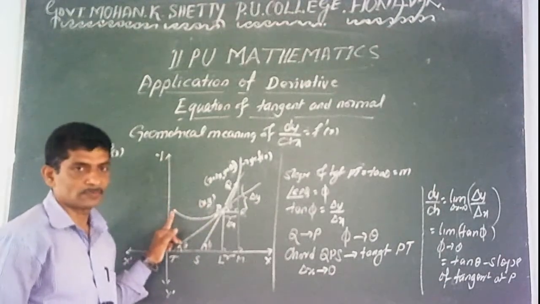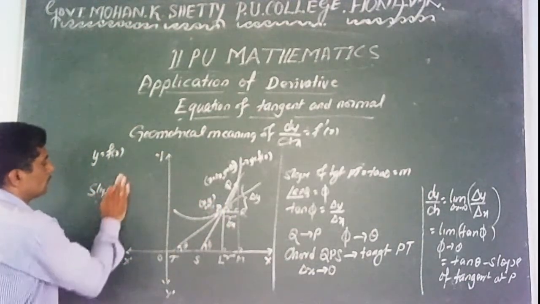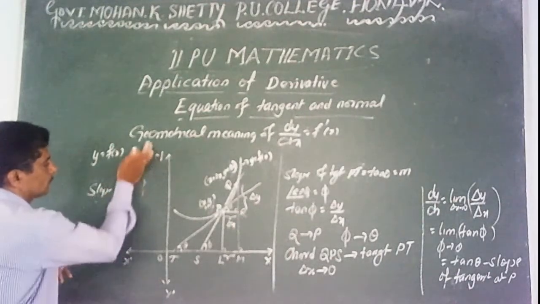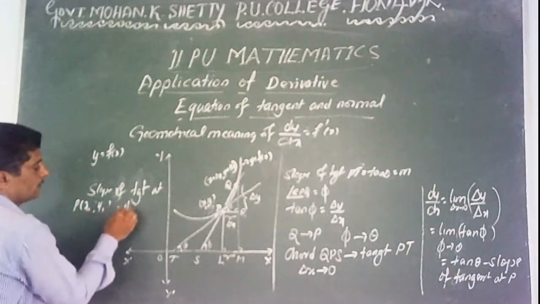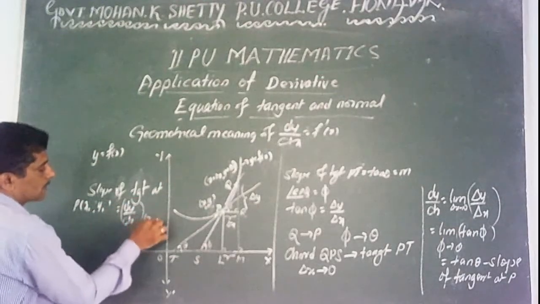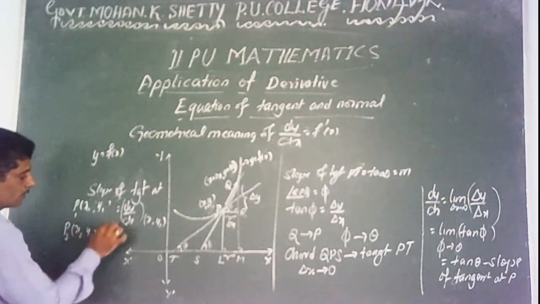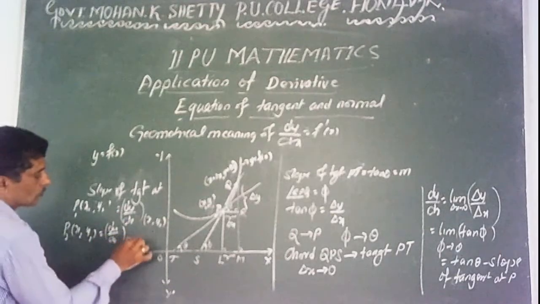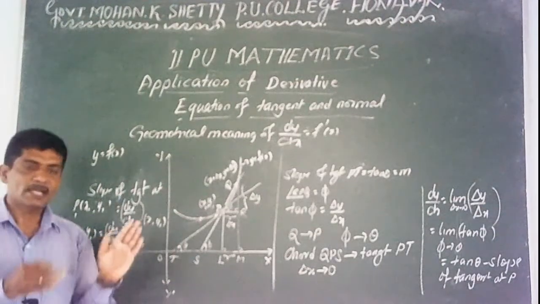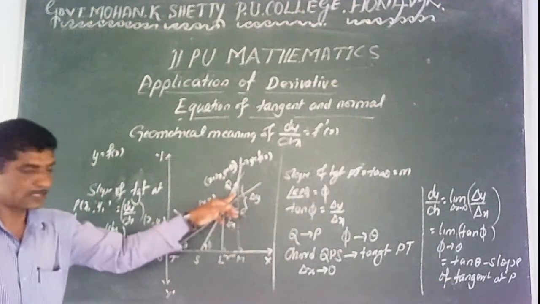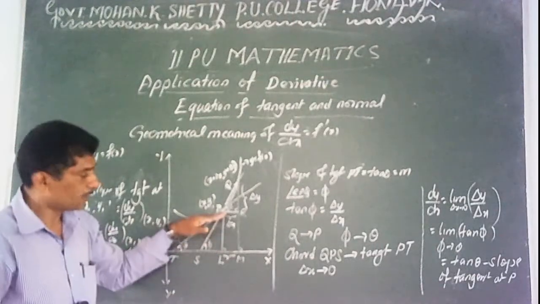It can be anywhere. Suppose you take P as (x1, y1); the slope of the tangent at P (x1, y1), a fixed point, is the value of the derivative at the point (x1, y1). Similarly, taking P2 as (x2, y2), the slope of the tangent is the value of the derivative at the point (x2, y2). For x3, (x3, y3), the slope of the tangent is the value of the derivative at (x3, y3). What is the meaning of this?